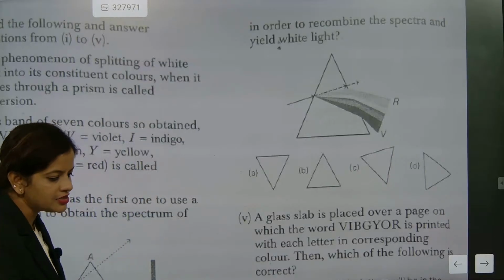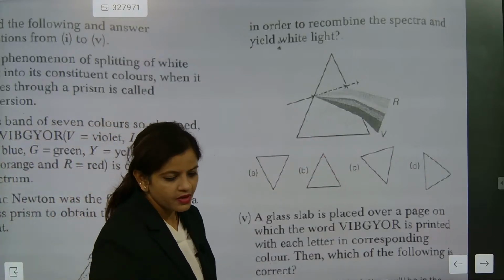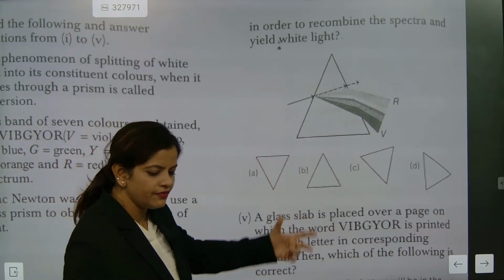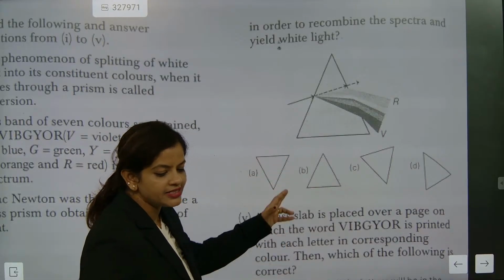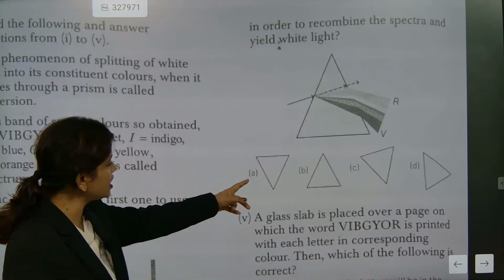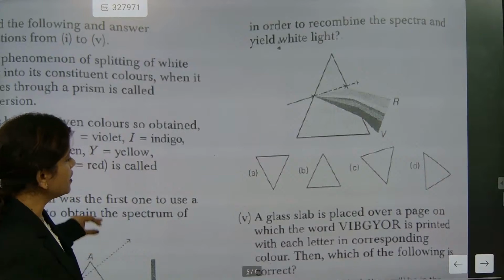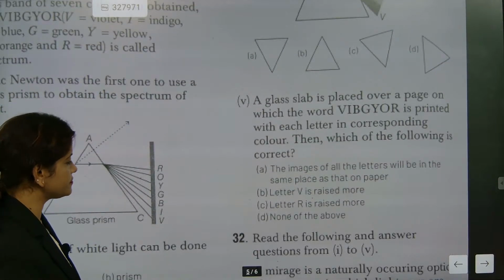Very good. So the answer will be A. One should be erect, another should be inverted. The correct answer is coming as A, not B. So here the fourth answer will be A. Now the fifth question answer.